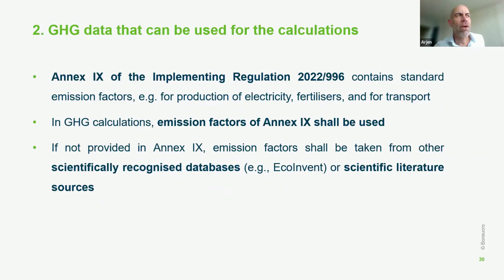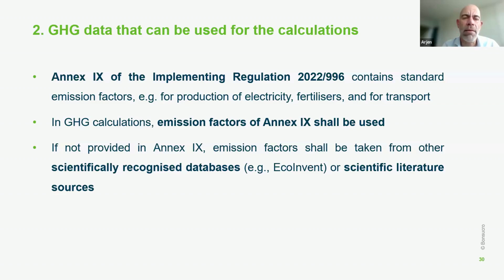The other aspect which has changed in relation to actual greenhouse gas calculation is about the greenhouse gas data, so to say the emission factors, the background data that can be used for the calculation. The new version of the Bonsucro EU-RED Standard is much more strict in which data, which emission factors can be used for the calculation. And that's, of course, again following the requirements from the implementing regulation. If you look into the implementing regulation 2022-996 in Annex 9, you will find a long list of standard emission factors. Emission factors, for example, for the production of electricity, for the production of all types of fertilizers and pesticides, for transport, for diesel use, etc.